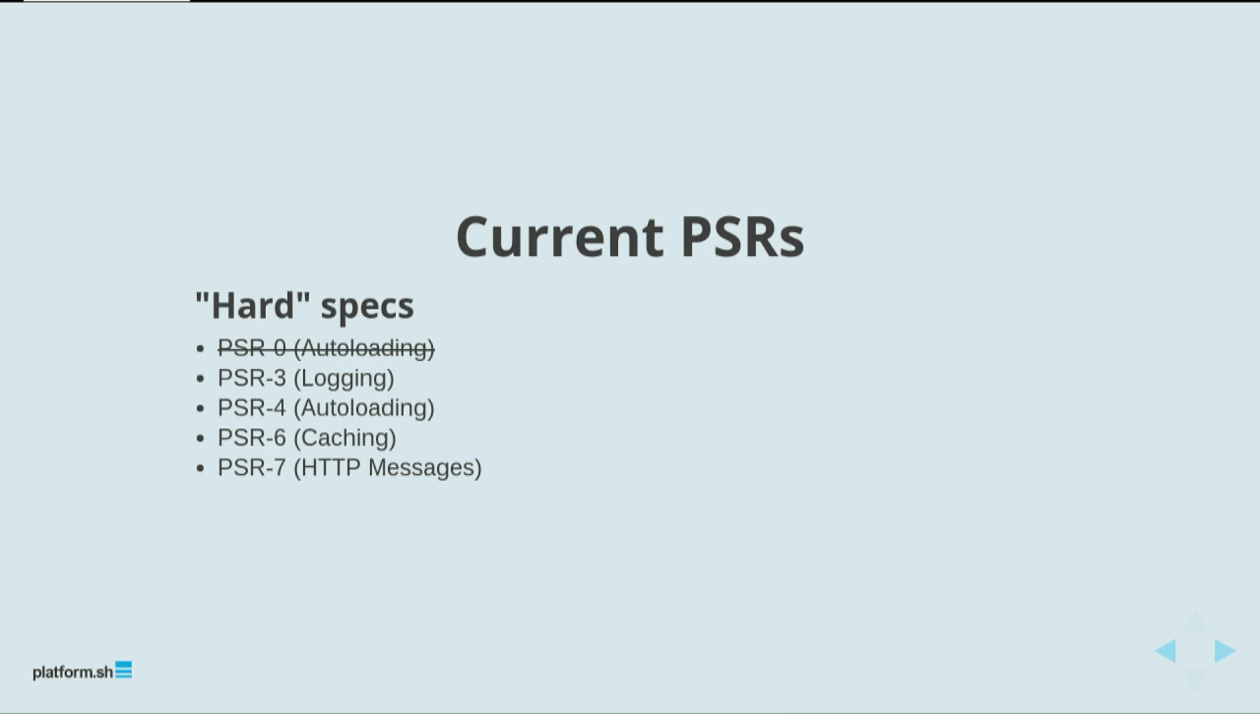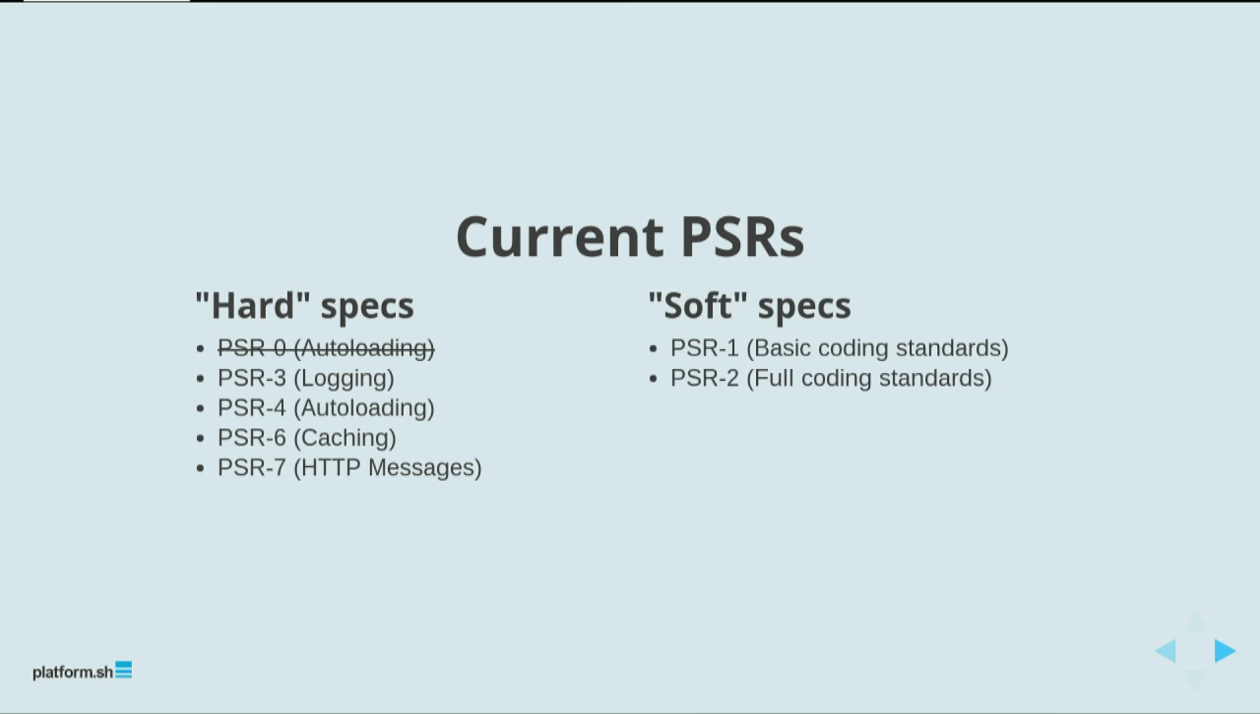The hard specs, PSR-0 is the original one. That's been replaced by PSR-4, which is an updated autoloading standard. We have a logging specification. We have one for caching. Who was just in David Strauss's caching session? This is the PSR-6 he was talking about. And perhaps the most important, PSR-7 for HTTP messages. Then we also have two kind of soft specs on coding standards.